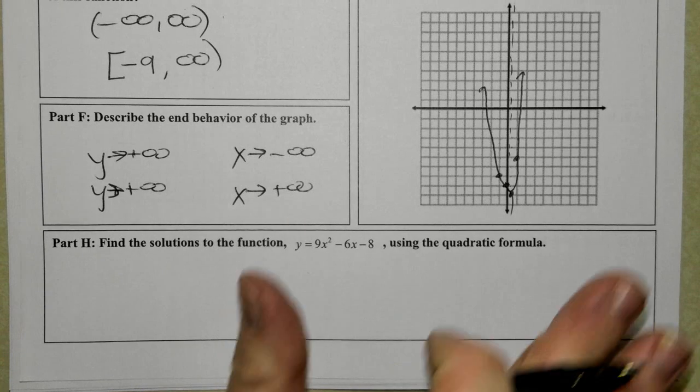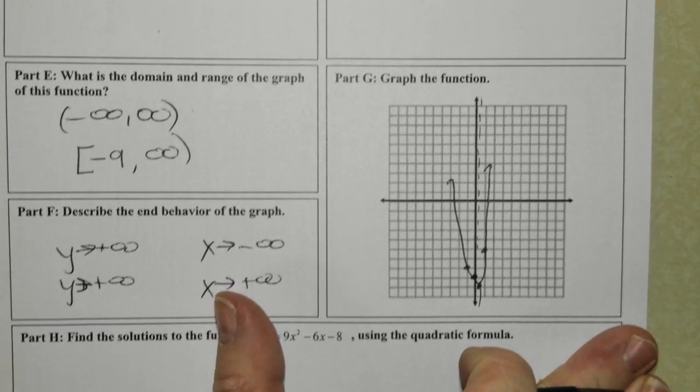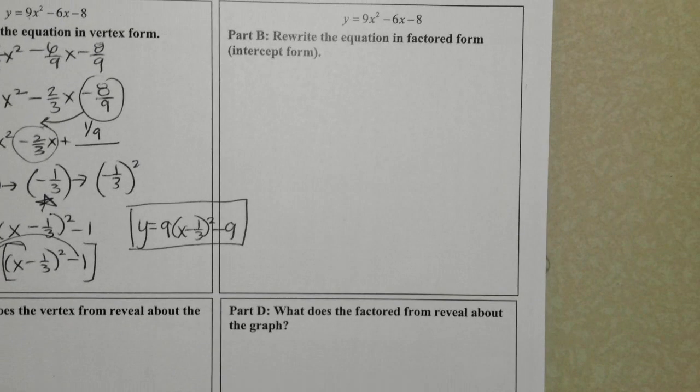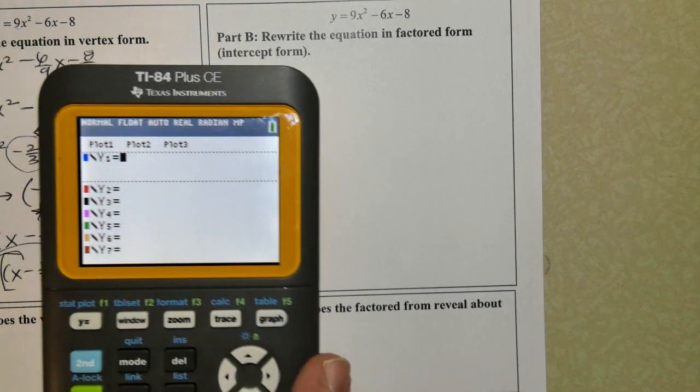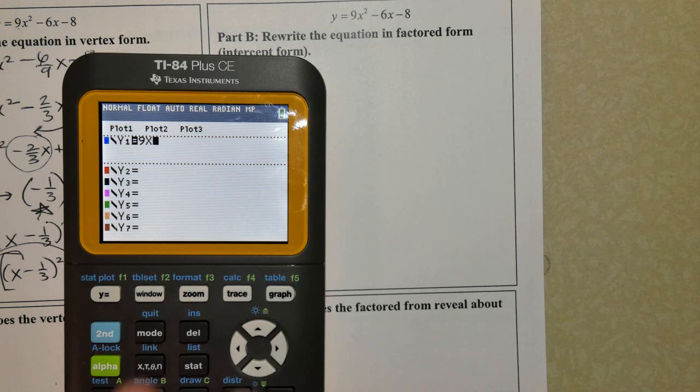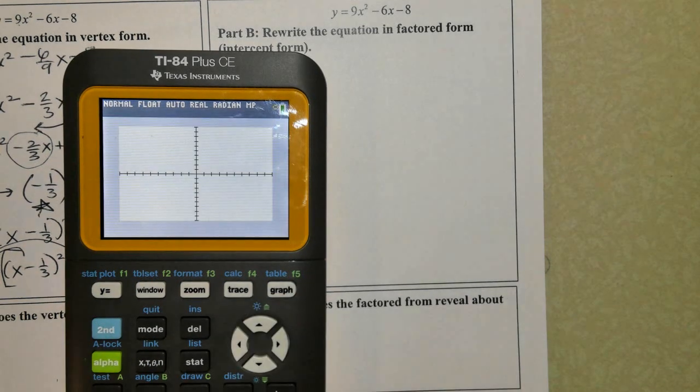And now let's ask ourselves, can we put this in factored form? So I do want to review what we learned on Friday. Yes, we can do this by hand, but is there an easier way? So go up here, please, and type in the equation, 9x squared, subtract 6x, and subtract 8. I want to know, are there x-intercepts? And if they exist, are they rational numbers or are they irrational?